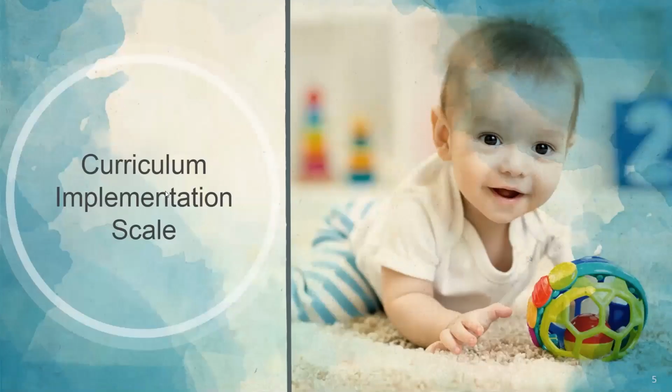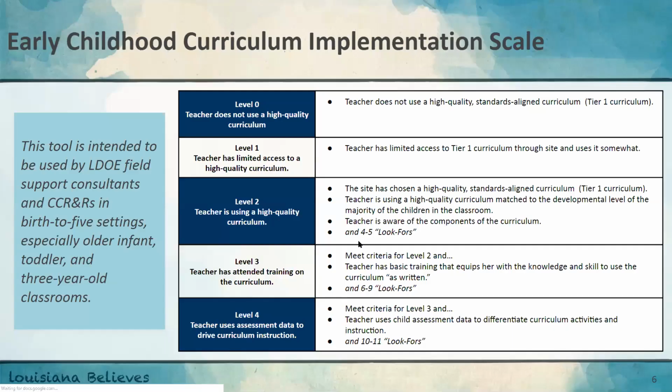So here's a little bit of detail about what that curriculum implementation scale looks like. So we have 5 levels, level 0, 1, 2, 3, and 4. So the tool is intended to be used by our field support consultants and by our R&Rs in birth to 5 settings, especially older infants, toddler, and 3-year-old classrooms. Later, we might be able to share a pre-K foundational tool, but that's not ready to be released at this time. So this is the only tool that you will be using, and you can use it in the classrooms of any teacher that you are providing technical assistance and coaching for.